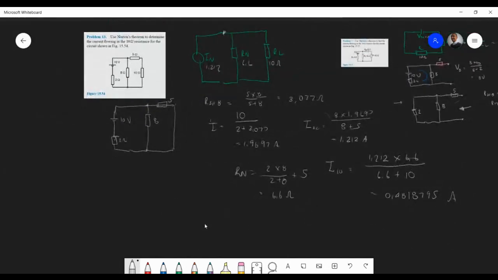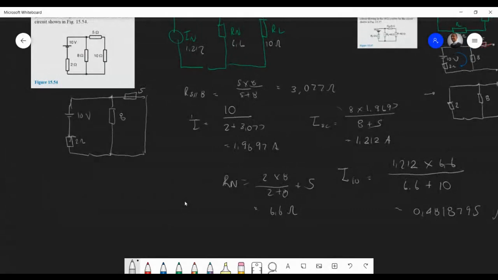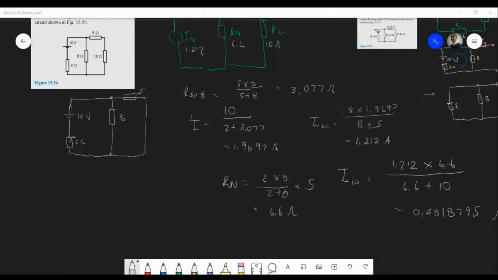Students, do you get my approach for this? I just use Norton now. It's nearly the same. Are we happy with this? Should I re-explain? It's in parallel. You guys all okay with this? Can you guys hear me?